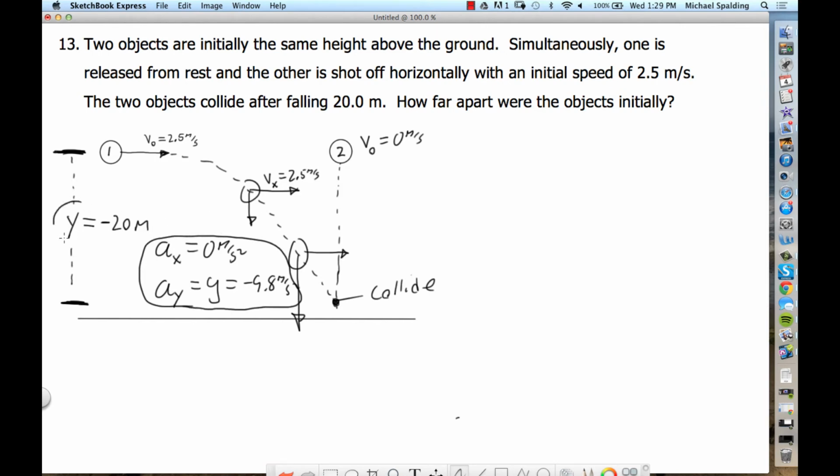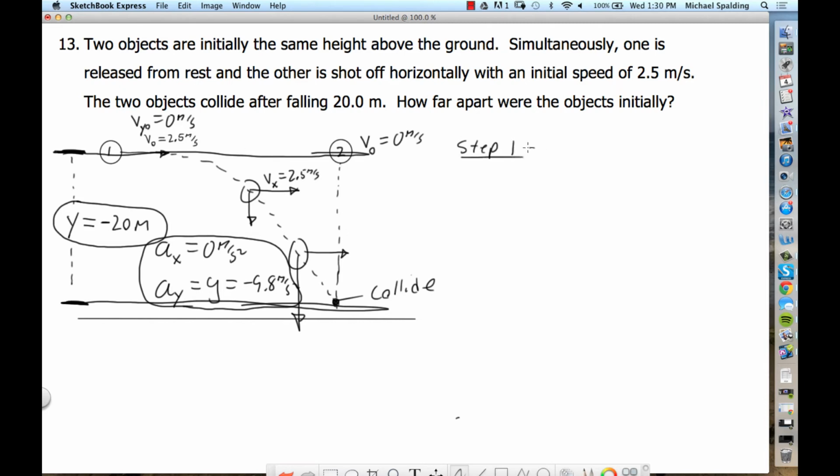Now, how about this? Is this true for both objects? The negative 20? So both objects start up here. The problem's over here. Do both objects fall 20 meters? Yeah. So looking at ball number one, what's the initial y velocity? 0. Right? Because how does ball number one start? Only with x.